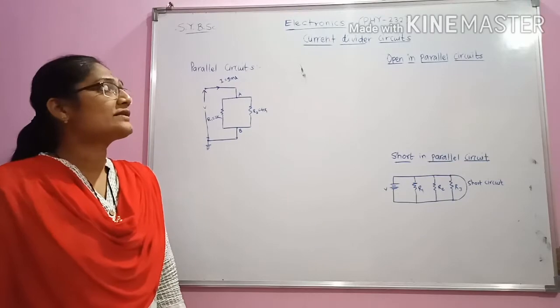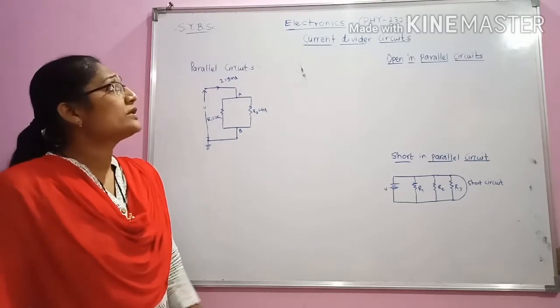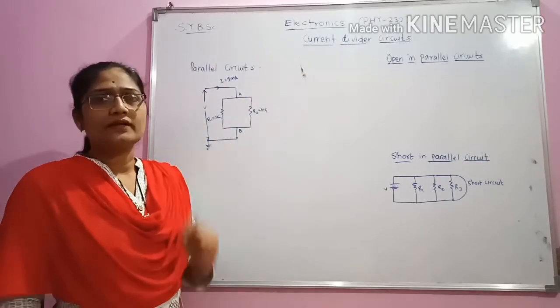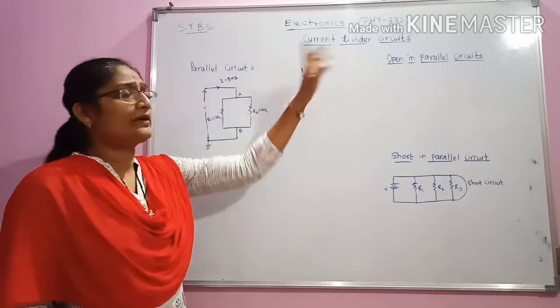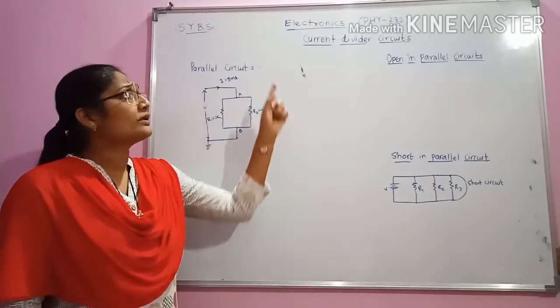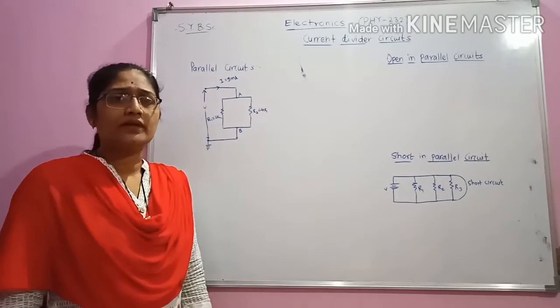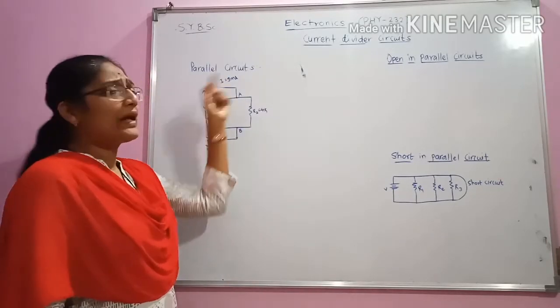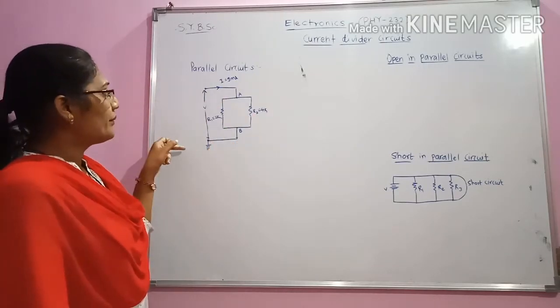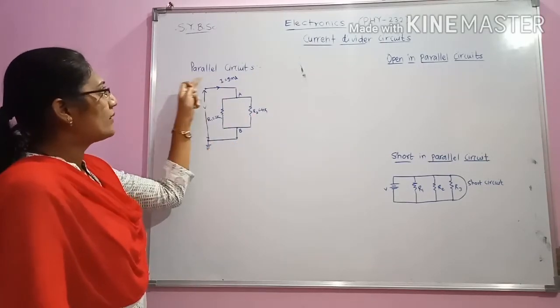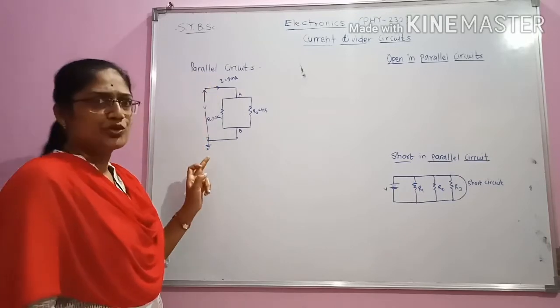In our last lecture, we have seen what voltage divider circuits are, and in today's lecture, we are going to see what a current divider circuit is. In order to understand what a current divider circuit is, one should know what parallel circuits are. Here is an example of a parallel circuit. Such a parallel circuit is shown.